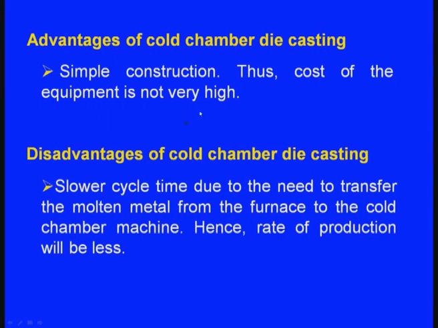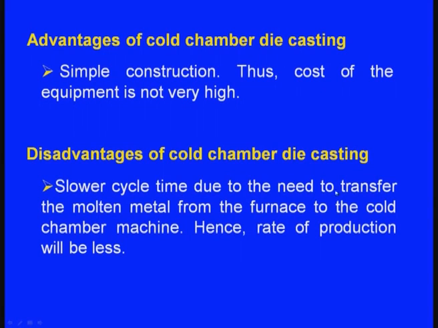Then what are the disadvantages of the cold chamber die casting process? Slower cycle time due to the need to transfer the molten metal from the furnace to the cold chamber machine. Sometime back I told you, in the case of the cold chamber die casting process, the furnace will be away from this machine. It is not an integral part of this machine. Every time we have to go to that furnace, tap some molten metal, carry it in a ladle, then bring it to the cold chamber die casting machine, pour it, then push it.